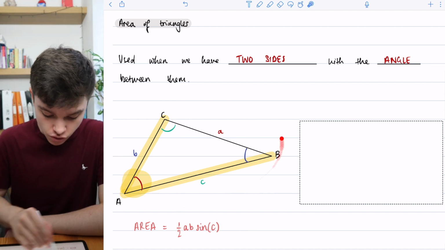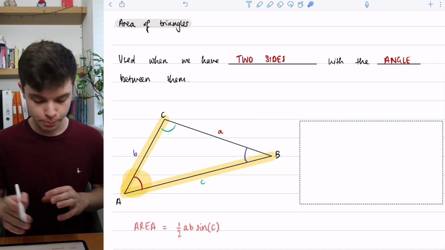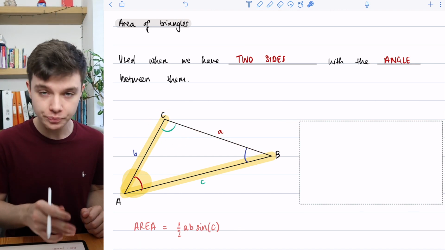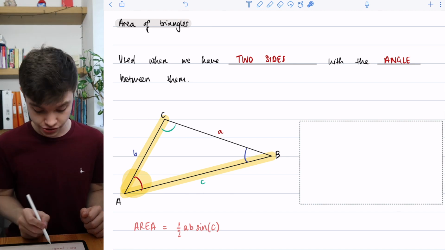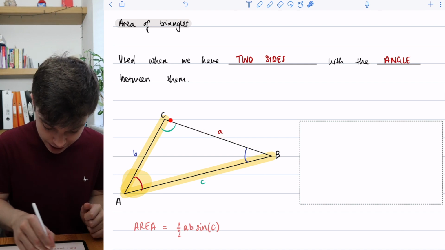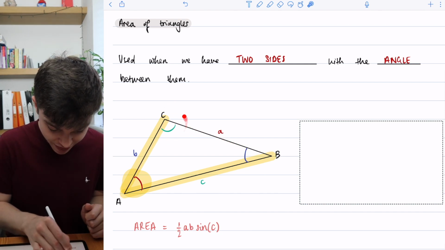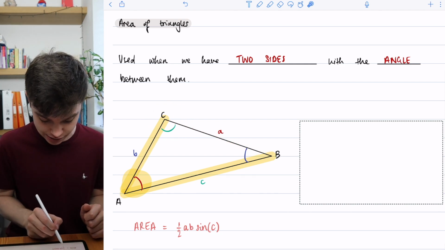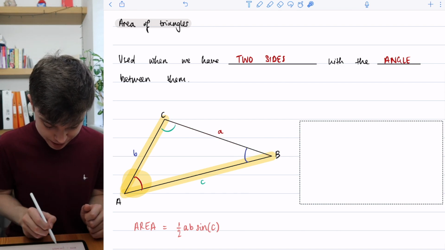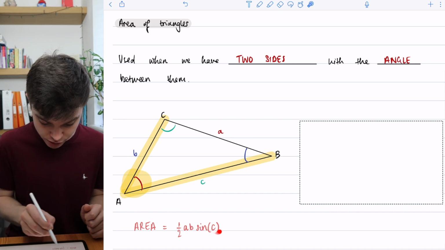If we look on this triangle, I just showed you three examples. The first one was these two sides and the angle between them, and that actually works for this lettering of the formula because there's side A, there's side B, and then that is angle C. So we do a half, side A multiplied by side B, sine of the angle between them, which is C.